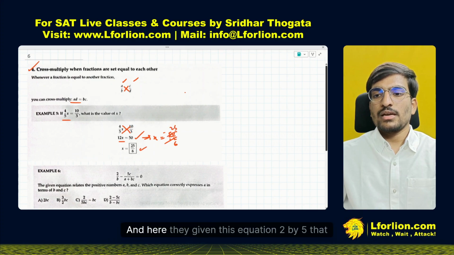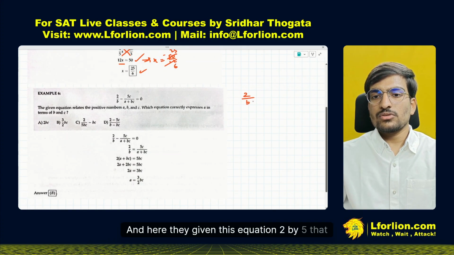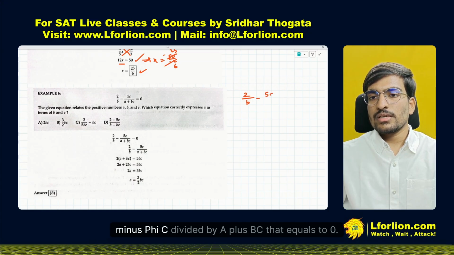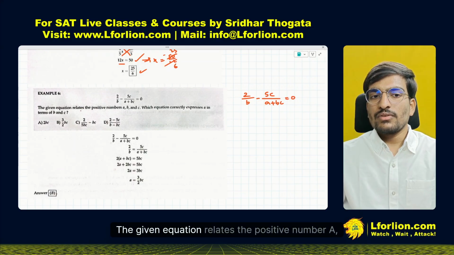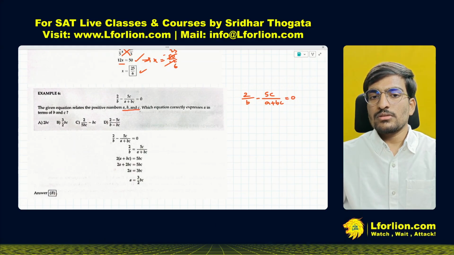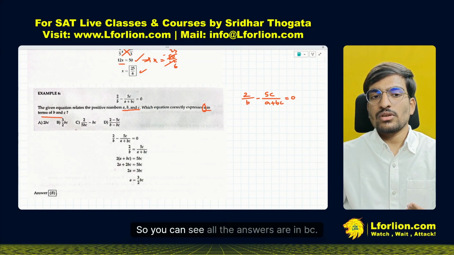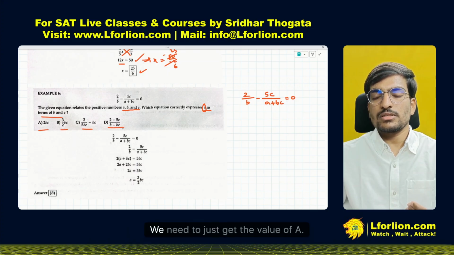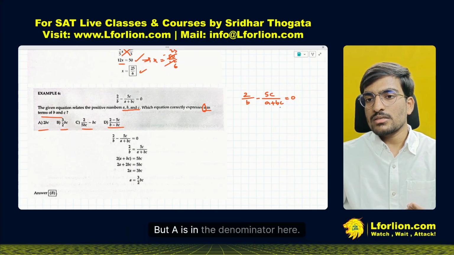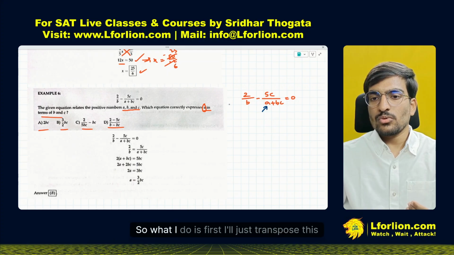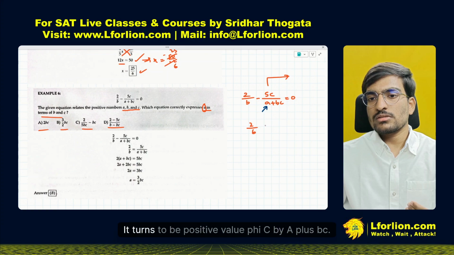And here they've given this equation: 2 by 5, minus 5c divided by a plus bc, equals 0. The given equation relates the positive numbers a, b, c. Which equation correctly expresses a in terms of bc? We just have to find the value of a in terms of bc. You can see all the answers are in bc. We need to just get the value of a. But a is in the denominator here. How can we get that? First I'll transpose this negative value to the RHS. It turns to be a positive value, 5c by a plus bc.